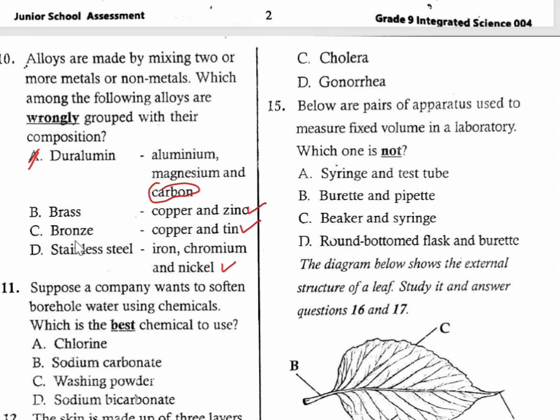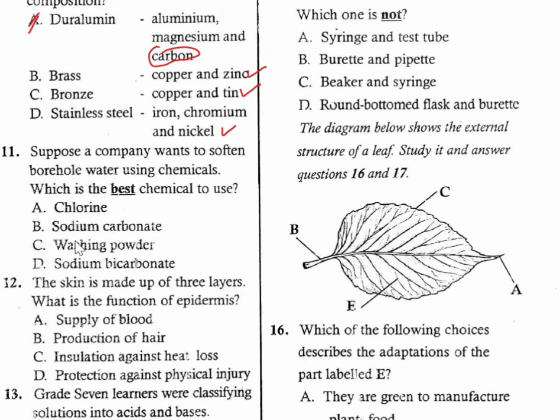Question 11. Suppose a company wants to soften borehole water using chemicals. Which is the best chemical to use? A, chlorine. B, sodium carbonate. C, washing powder. D, sodium bicarbonate. So between A, B, C, D, which one do you think is the best chemical to use?